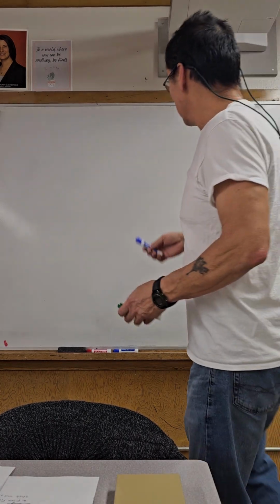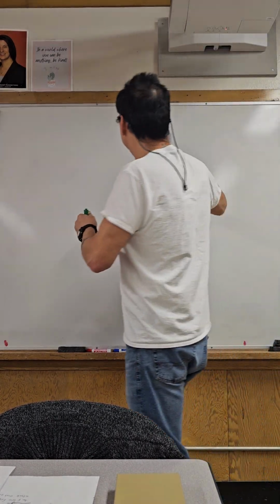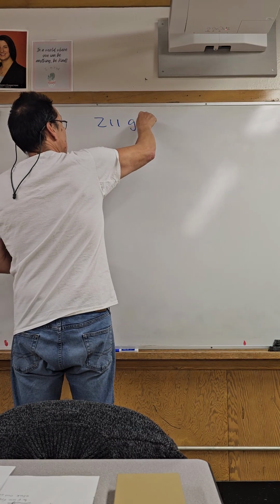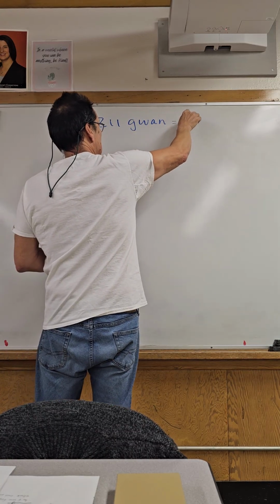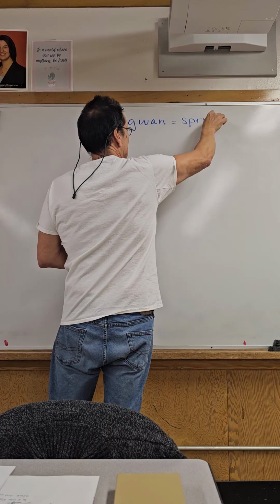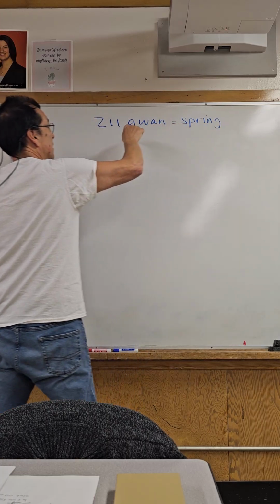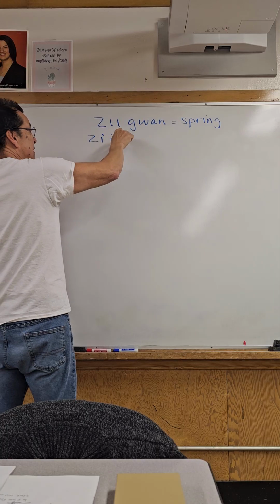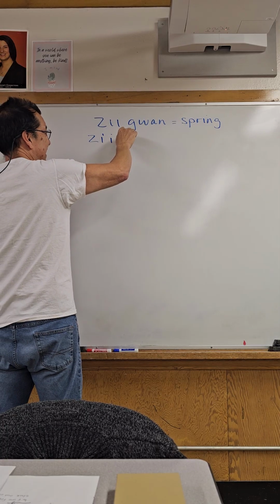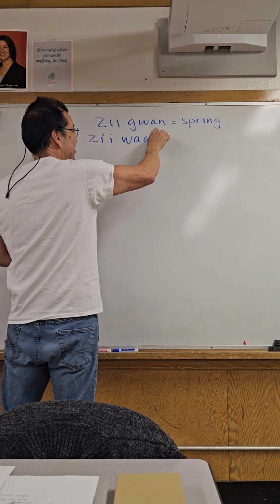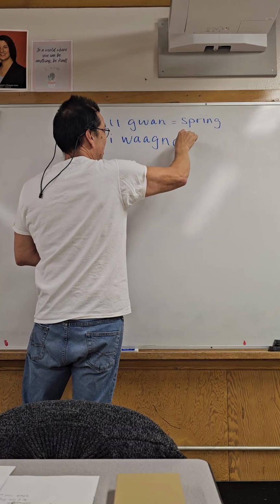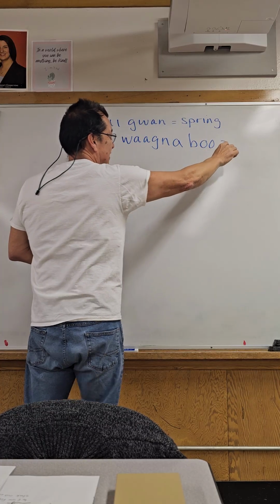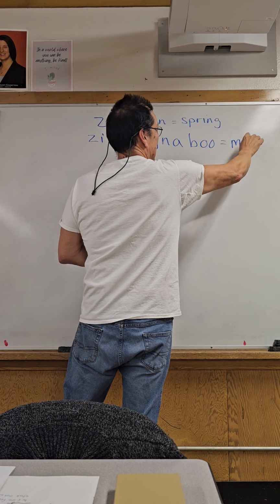Okay, so we were talking about Ziigwan earlier. Ziigwan equals spring, that time of the year, I mean that season. And then, I just want to make sure that this is correct here. Ziwaganaabo. Ziwaganaabo. This is maple sap.